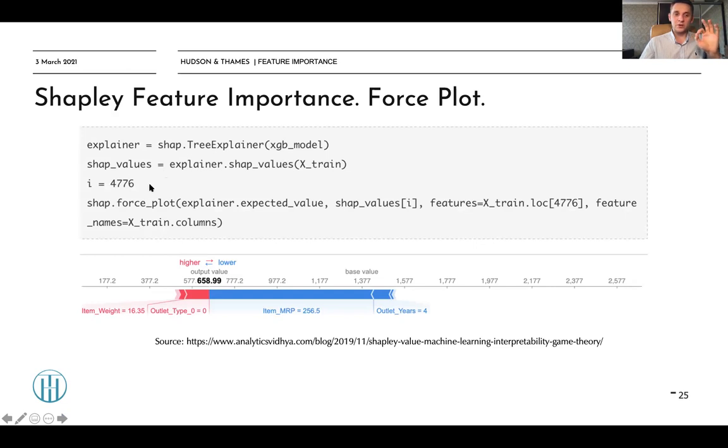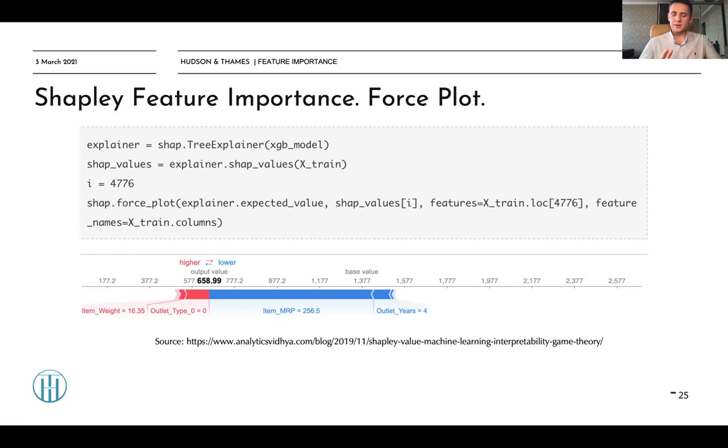In order to get the force plot, we fix the sample for which we'd like to get the force plot, and after that we build this plot. We put the explainer expected value as input value, and we put shap values of i. One important note: if you use a classification setting instead of a regression setting, you should use shap values of i and then specify the index of the label for which you would like to estimate your prediction.